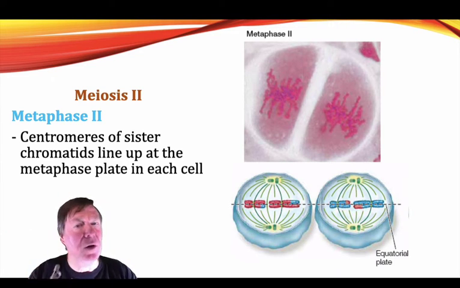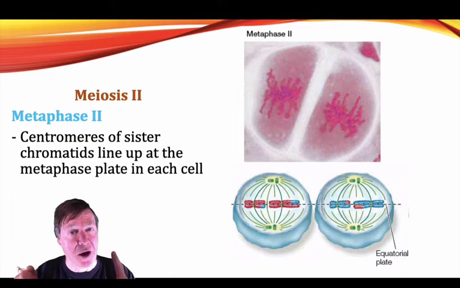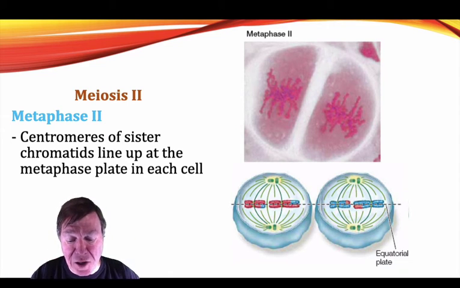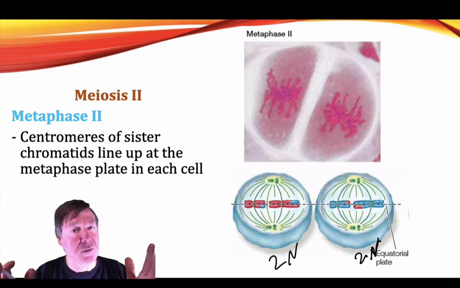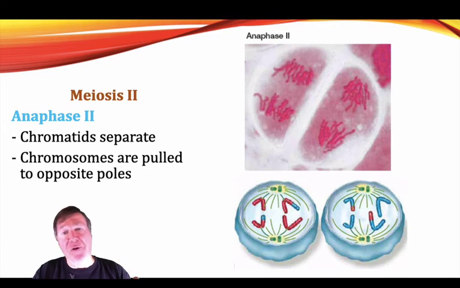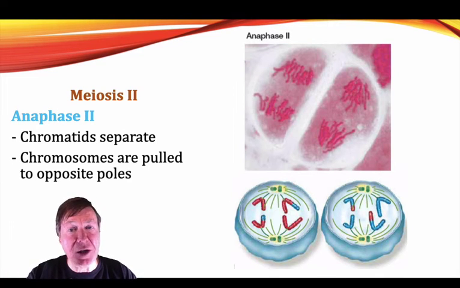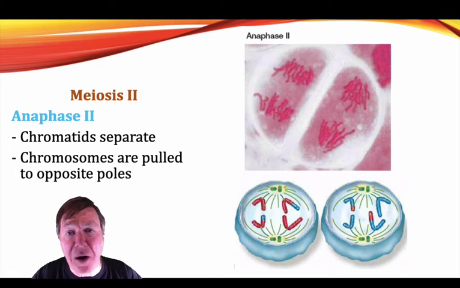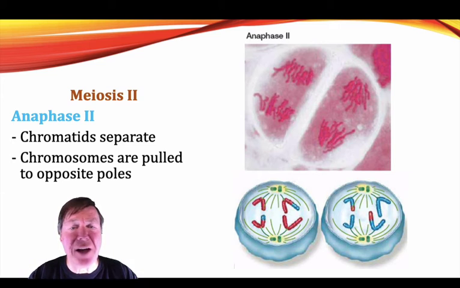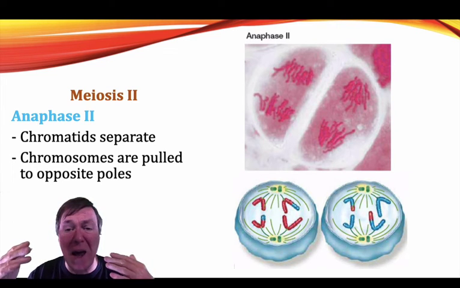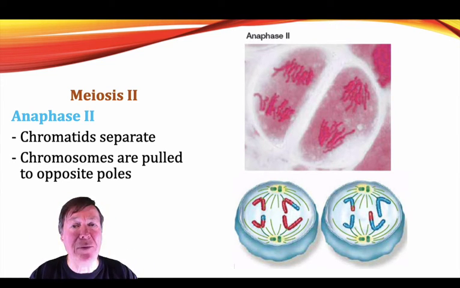But the two, because there's 2 cells, think of it that way, without replicating the DNA. So each of these cells right now is still 2N and 2N. Haven't split them up yet. Anaphase 2. Pull the chromosomes apart to the poles. Still 2N. Anaphase in mitosis, same thing. Anaphase in meiosis 1, same thing. It's just pulling apart the chromosomes.